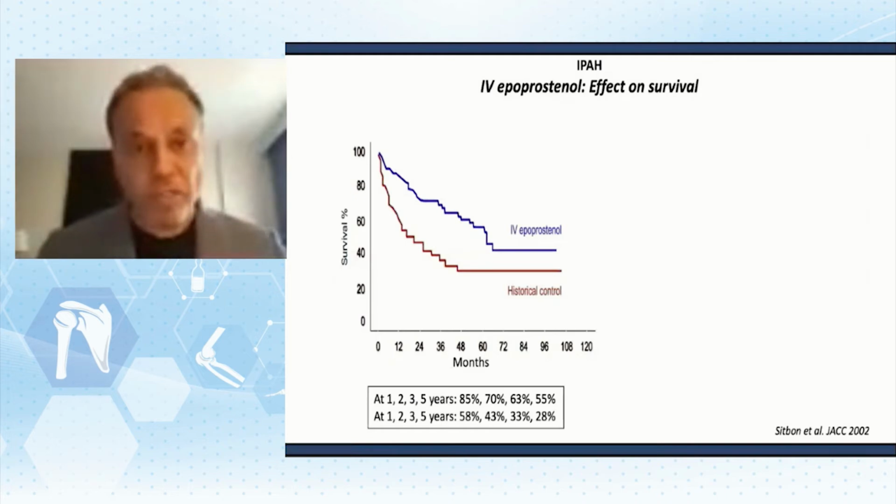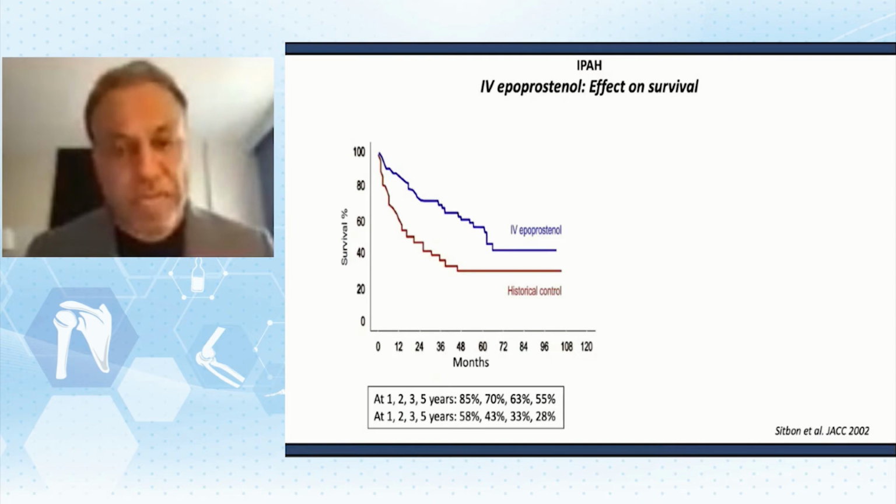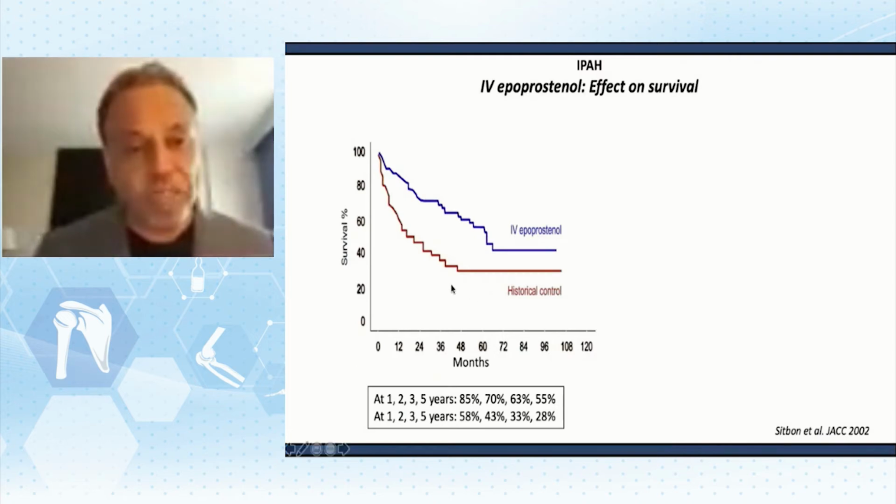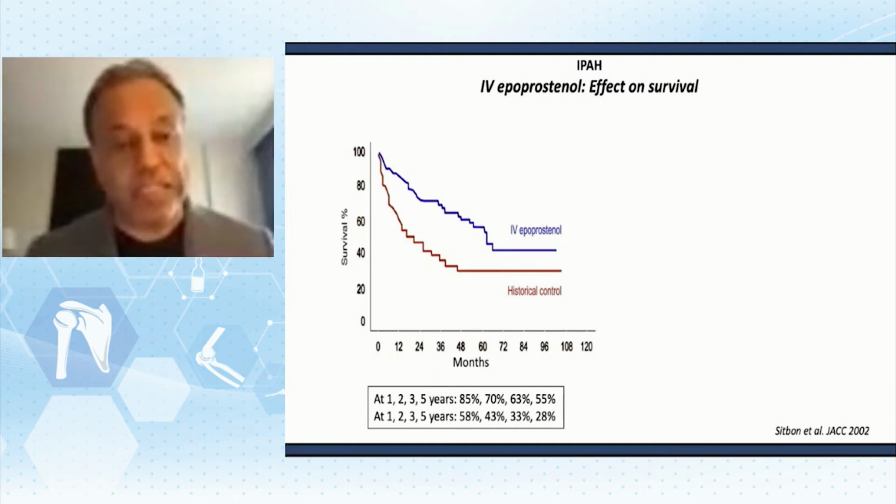When we look at those molecules, the first molecule used was IV epoprostenol, in the mid-90s. That was a breakthrough in the field of pulmonary hypertension, where it showed significant improvement, or actually more than doubling of the survival for those patients.